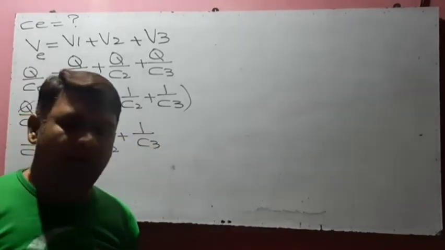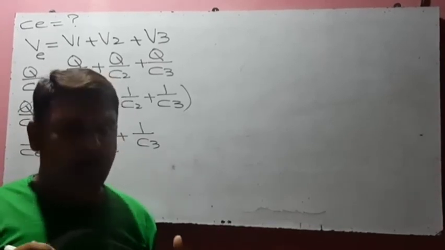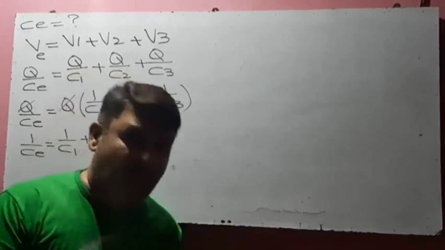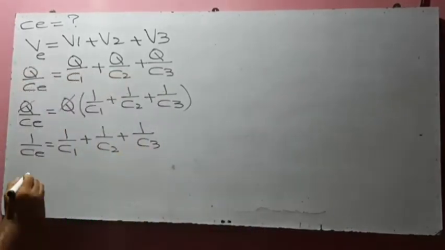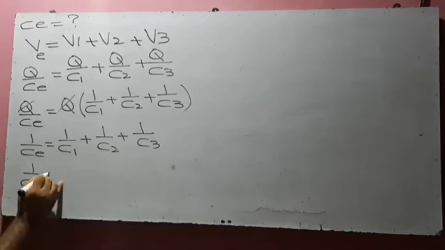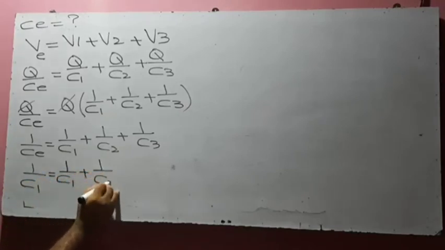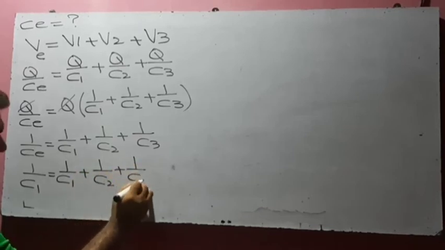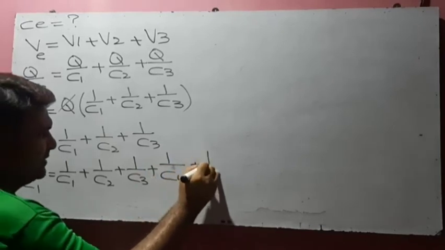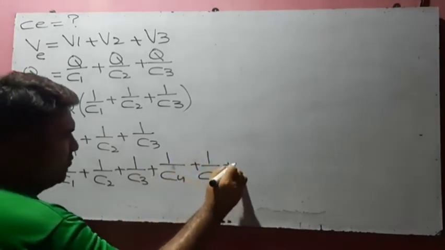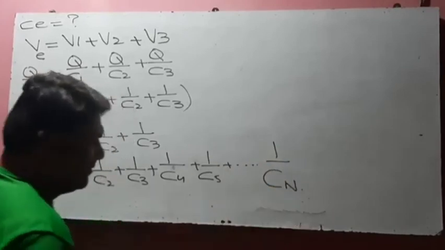Consider we have more than 3 capacitors. Suppose we have a number of capacitors, then this equation can be expanded as 1 upon CE is equal to 1 upon C1 plus 1 upon C2 plus 1 upon C3 plus 1 upon C4 plus 1 upon C5, going on up to 1 upon Cn.